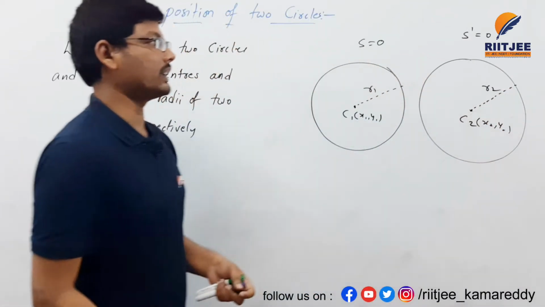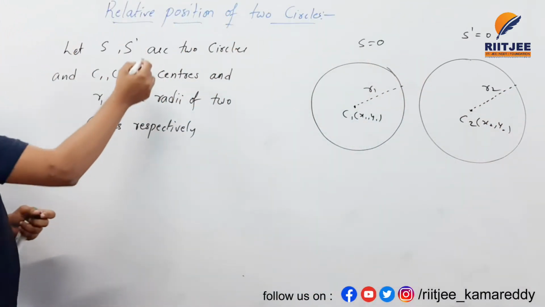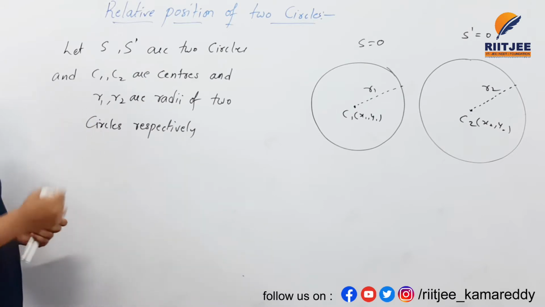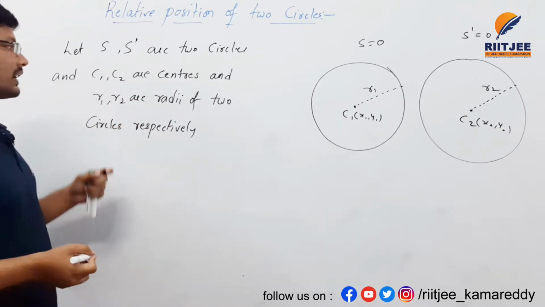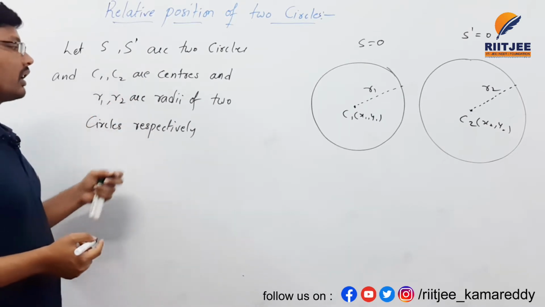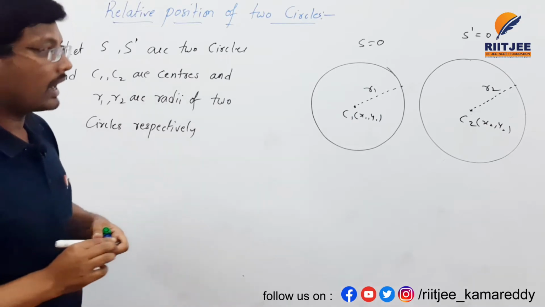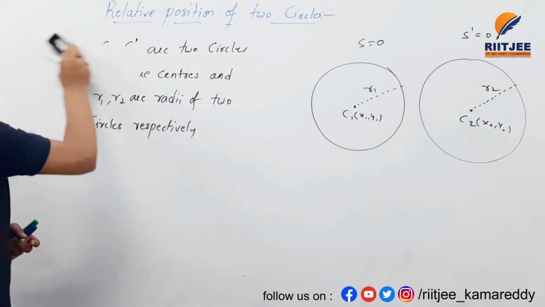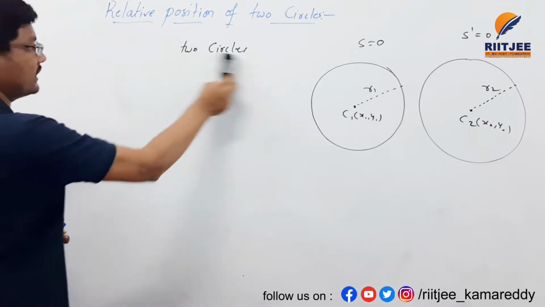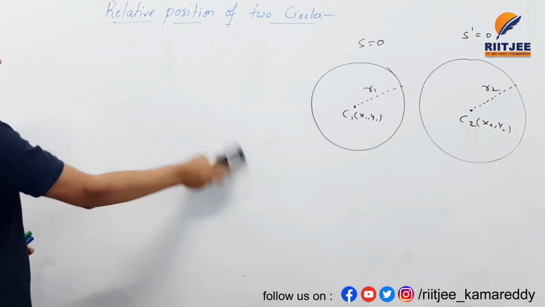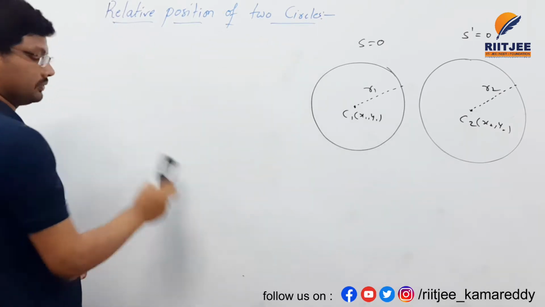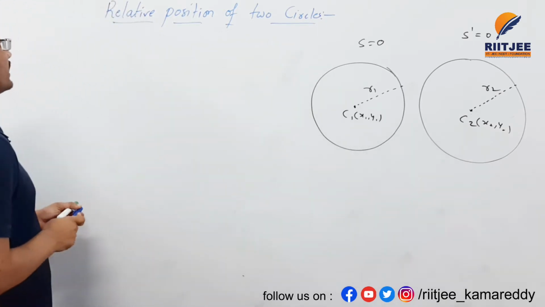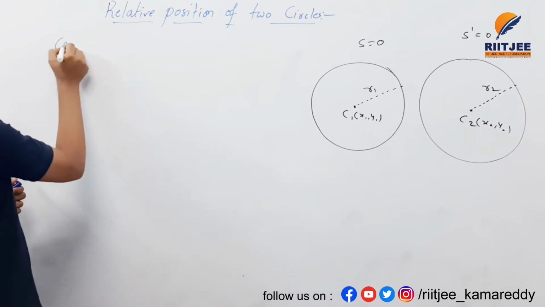I am taking two circles here. Let S1, S dash are two circles here, and C1, C2 are the centers of the circle, and R1, R2 are radius of these two circles respectively. And when comes to these two circles, 5 cases are there. In that, the first case is the case number 1 here, case number 1.